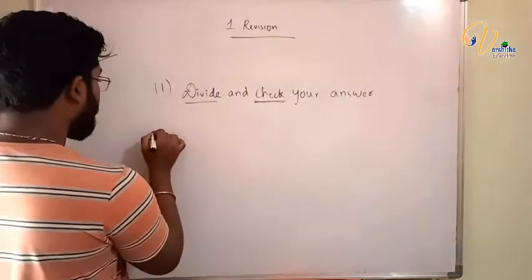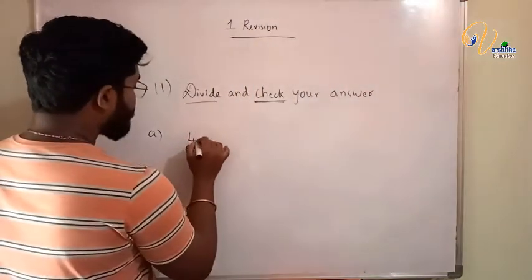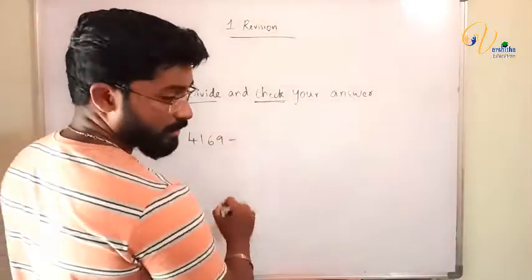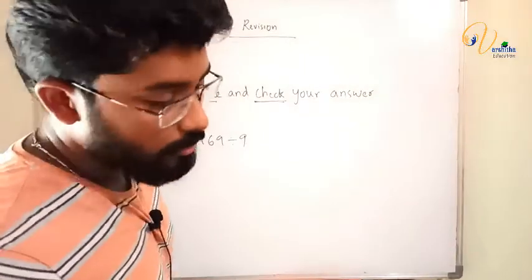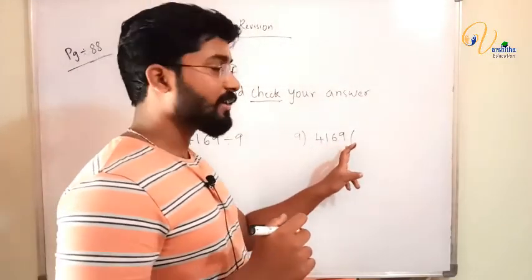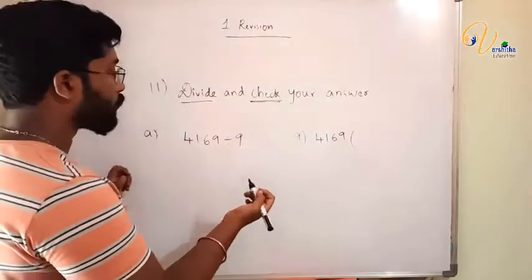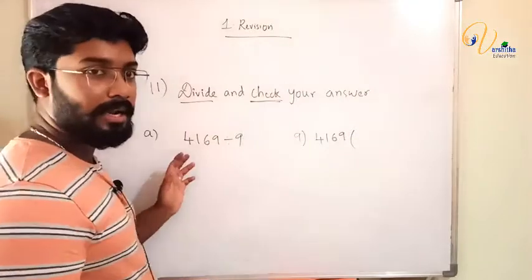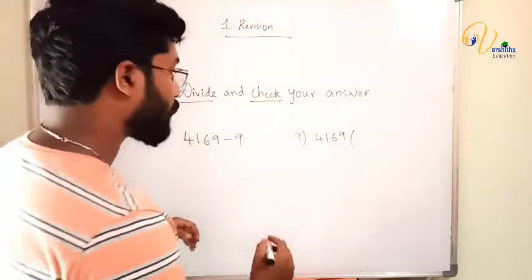Okay, first one is A. What is that A? 4169 divided by 9. So let us see how to do this. With 9 we have to divide this 4169. Let us do the division and let us see how to check our process whether it is correct or not.